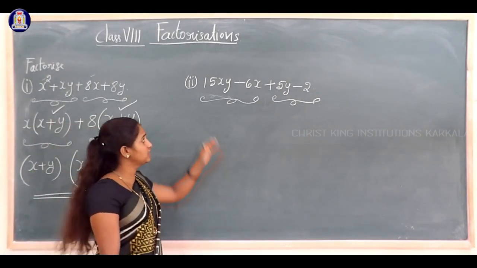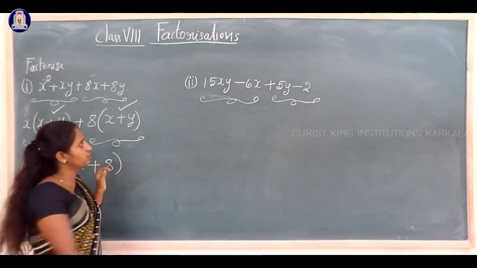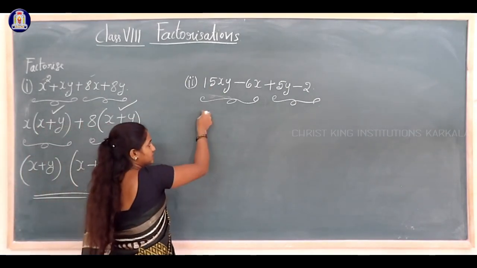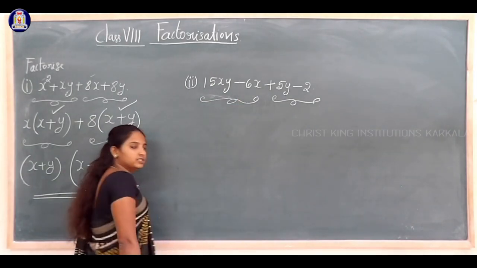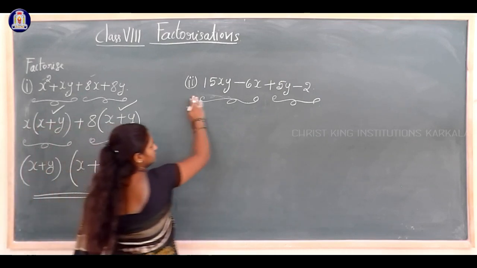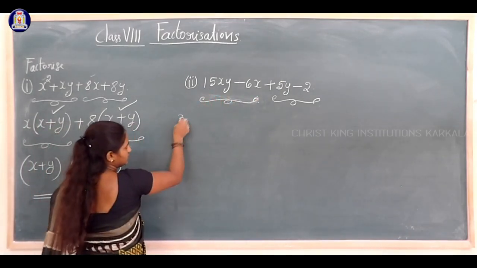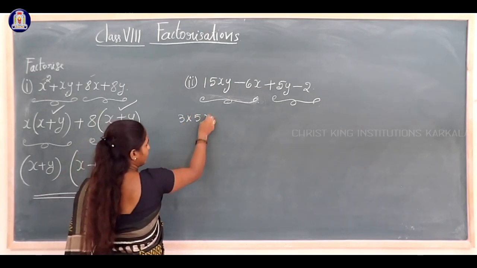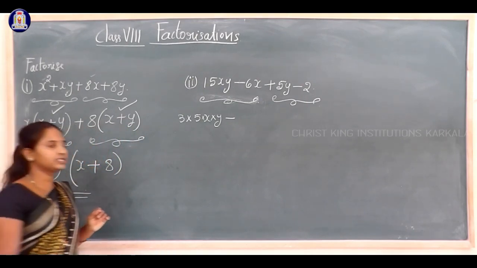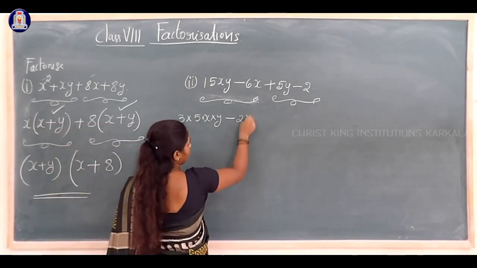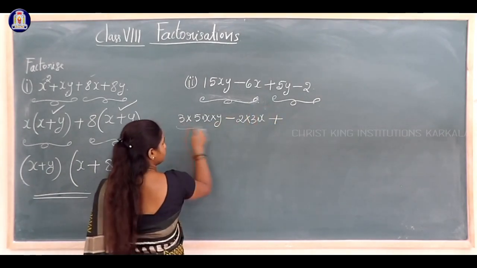So now, next after making groups, take the common factor, the same factor. If you want, 15 can be written as 5 into 3 and 6 can be written as 2 into 3. Okay, if you want, after making the group, 15 can be written as 3 into 5, 3 into 5 into x into y. Similarly, 6 can be written as 2 into 3 or 3 into 2, plus. So this is one group.